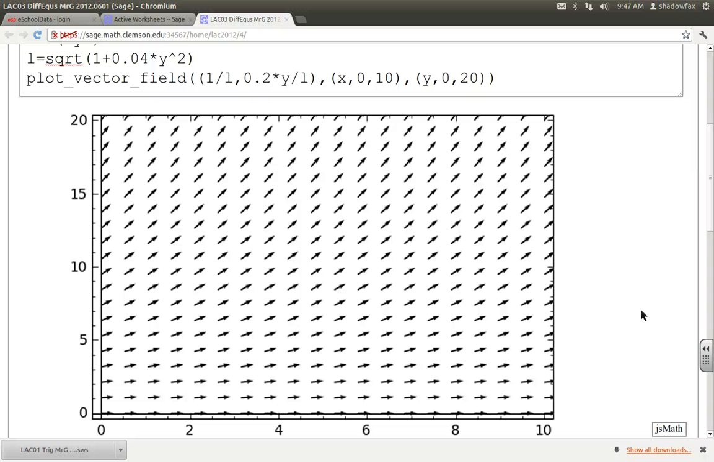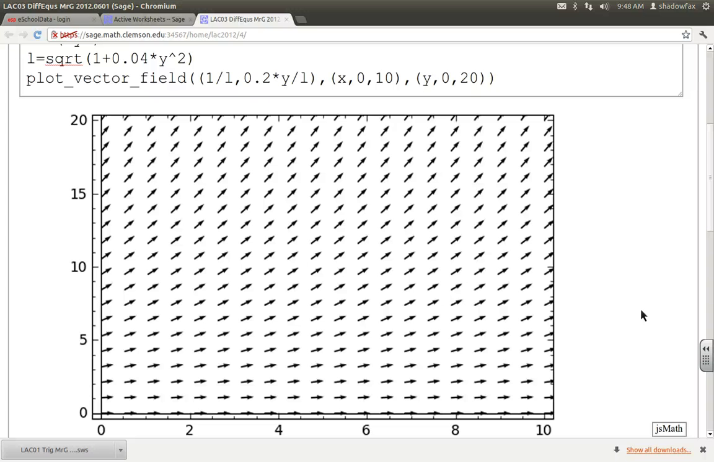Okay, can I see your slope field? Okay, so everyone divided by L, we're good? Everyone okay with that? All right, so that's an exponential slope field like we expected, right? Exponential growth. Okay, let's do another one that we're familiar with.